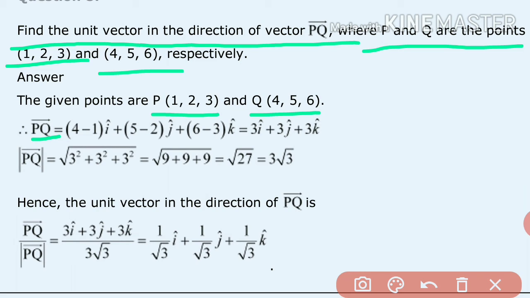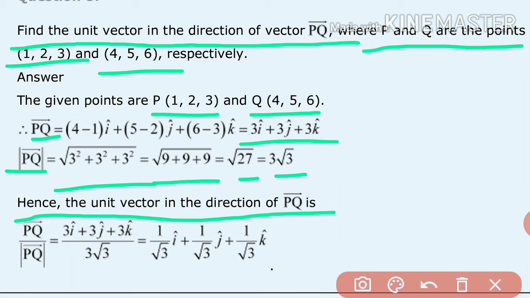So you solve, you will get the modulus of PQ equal to root of 3 square plus 3 square plus 3 square, that you get root 27, and that you can write 3 root 3. So hence the unit vector in the direction of PQ is PQ vector upon PQ modulus, that will be 3i plus 3j plus 3k upon 3 root 3. You separate these, so 3 will cancel, and you will get the final answer: 1 upon root 3 i plus 1 upon root 3 j plus 1 upon root 3 k.